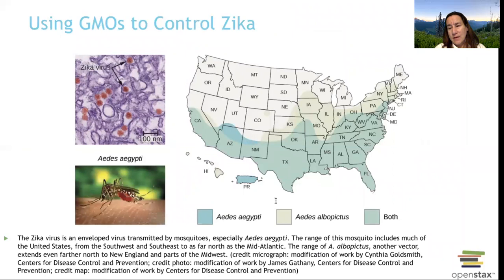Zika virus. Zika virus was really big a couple years ago, probably when this textbook came out. Zika virus was pretty headline news. Not anymore, but it was. And so different scientists were trying to study how it's spread. It's spread by mosquitoes, but it's not just one mosquito, it's multiple types of mosquitoes.